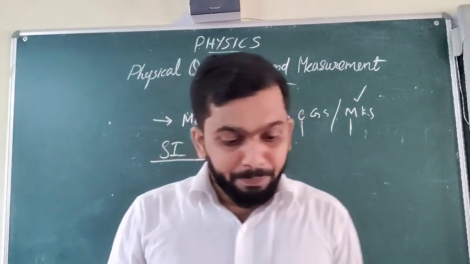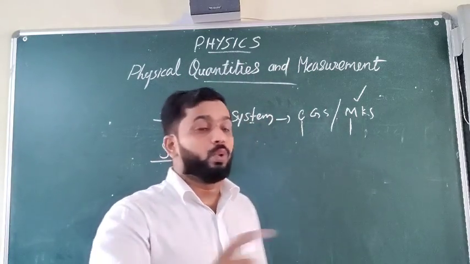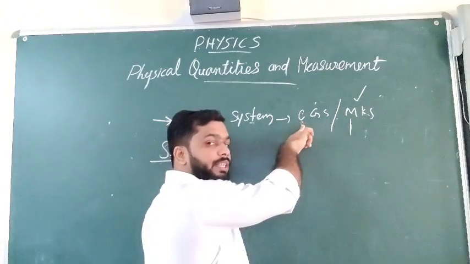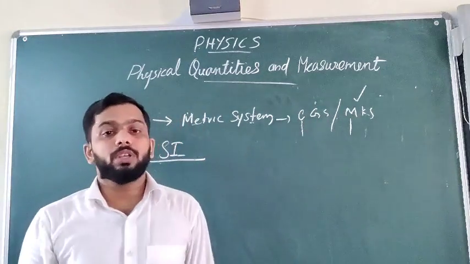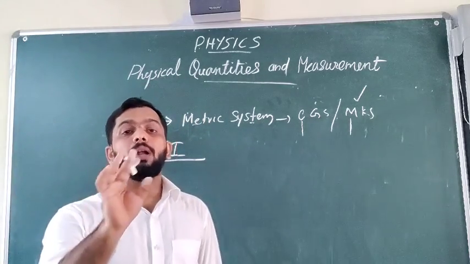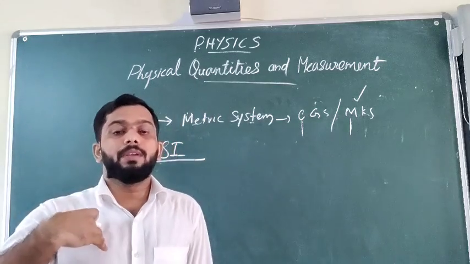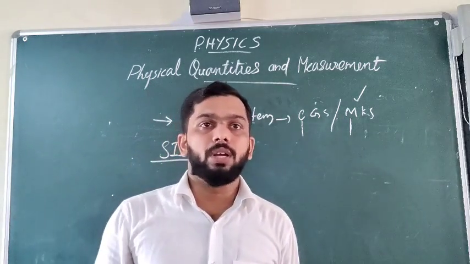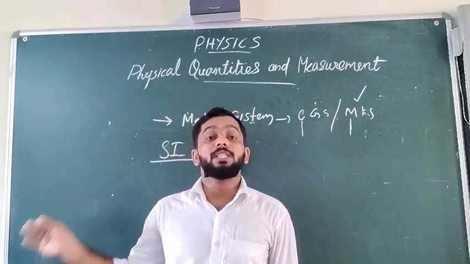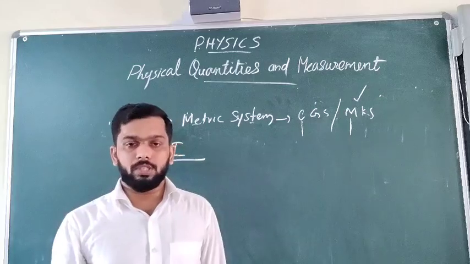Then what happened? The two systems existed, and nobody banned either. Some people used the CGS system and some used the MKS system, though MKS was used more. Now one problem is there. Sometimes I am using the CGS system, sometimes you will be using the MKS system. So if you express something in MKS and I express something in CGS, surely a doubt will arise.